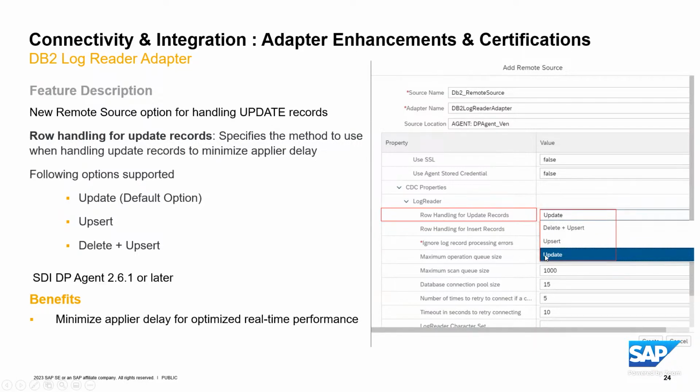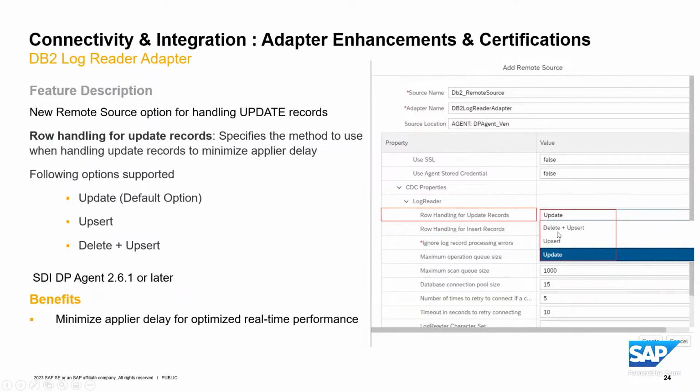When you select the option update, the adapter sends an update. When you select the option upsert, it uses upsert instead of an update. You use this upsert option if there are no changes on the primary key columns for the tables in your remote source. Same thing with delete and upsert. When you select this option, the adapter sends delete and upsert instead of an update. Again, use this option if there are changes on the primary key columns for the tables in your remote source. The default value is always update.